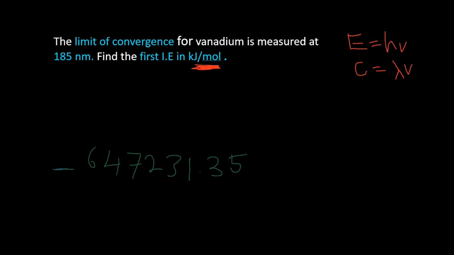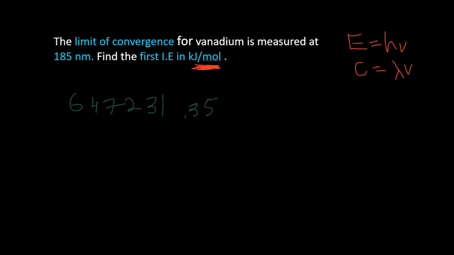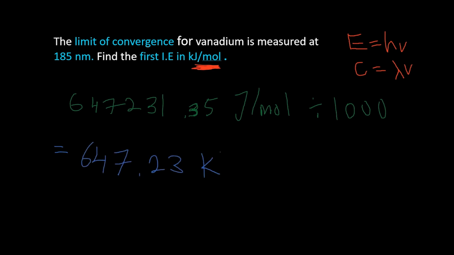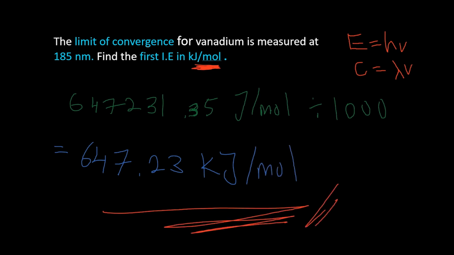And that's in joules, and we need it in kilojoules. Basic dividing. Take the answer we got just now, joules per mole, and divide it by 1,000, because joules to kilojoules is divided by 1,000. So we get 647.23 kilojoules per mole. And this is the answer.